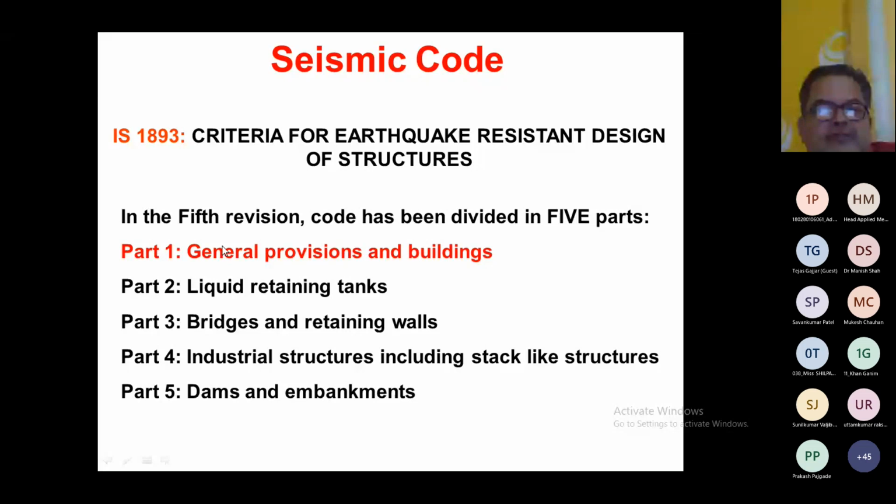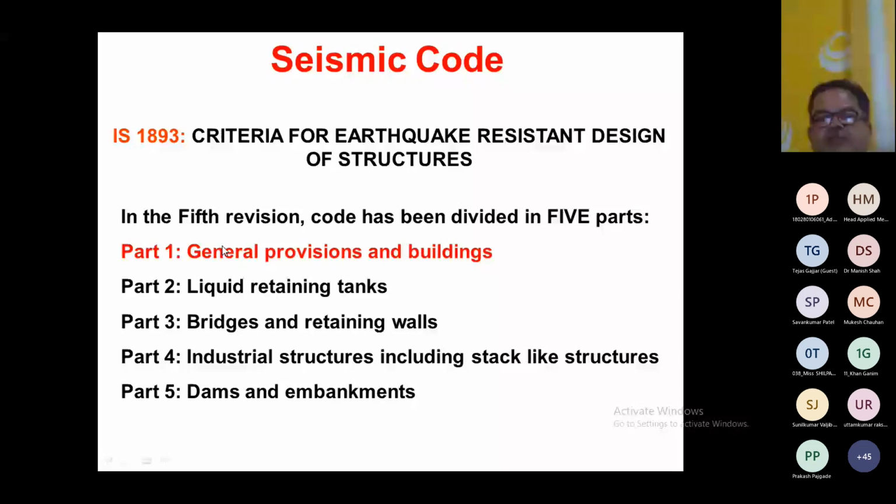Part 1 is general provisions and buildings, part 2 is liquid retaining tanks, part 3 is bridges and retaining walls, part 4 is industrial structures including stack-like structures, and part 5 is dams and embankments. So these are the 5 parts of IS 1893, and today we are talking about part 1. It's general provisions and buildings.